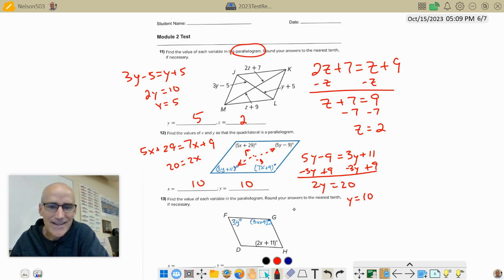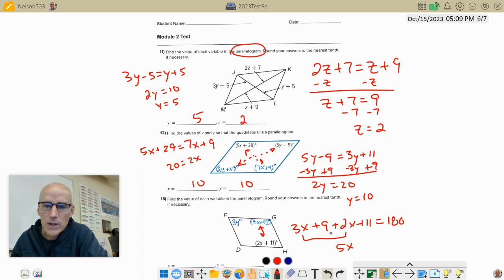Number 13, we look at this and go, well, what can we do? Again, consecutive angles are supplementary. So I'm going to go 3x plus 9 plus 2x plus 11 equals 180. I get 5x plus 20 equals 180. I subtract 20 from both sides, and I get 160. I divide by 5, and it goes into there 32 times, I think. 32 for my x value.